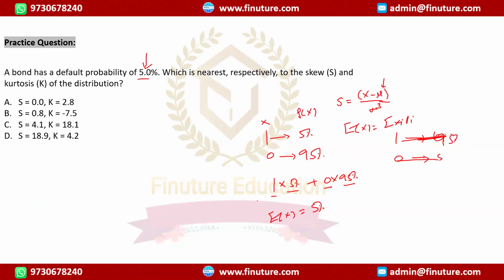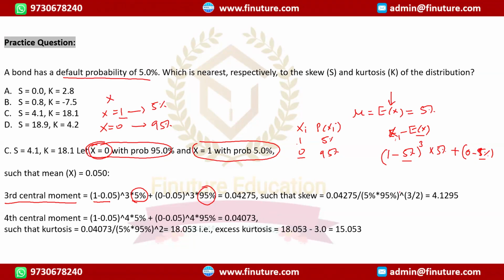I have calculated here, which I'm using xi minus expected value of x. My xi is 1 here, my xi is 0 here. And for this xi the probability is 5%, which I multiplied. For this xi the probability is 95%. And I will cube because I want to calculate the third central moment. So if you do this calculation, you will get this as the skewness.